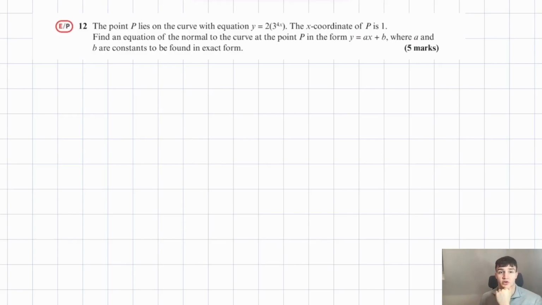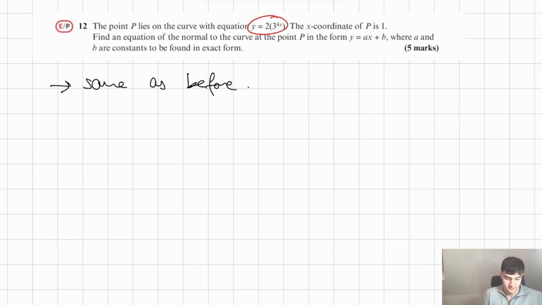Alright, so again we've got the point P lies on the curve with that equation, and the x-coordinate of P is 1. Find an equation of the normal to the curve at point P in the form y equals ax plus b, where a and b are constants to be found in exact form. So this really is the same as before. It's just that our function is slightly different. But the process should be exactly the same.